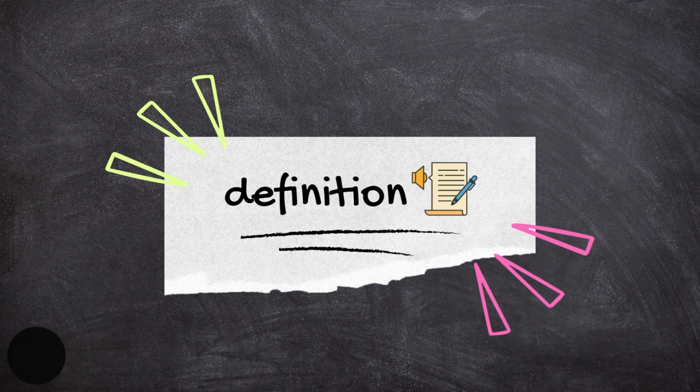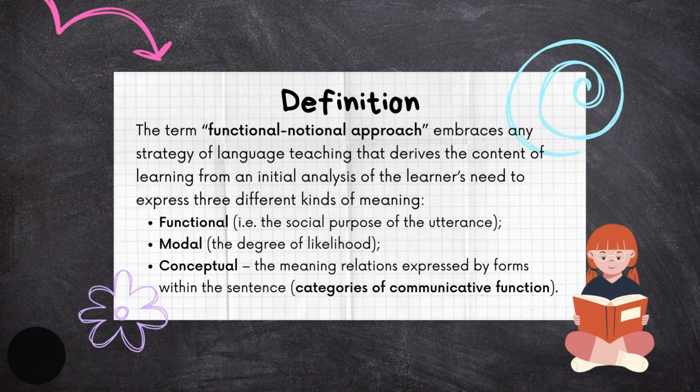So, for the definition of the functional notional approach, firstly, the term functional notional approach embraces any strategy of language teaching that derives the content of learning from an initial analysis of the learner's need to express three different kinds of meaning. First is the functional, for example, the social purpose of the utterance. Second is modal, the degree of likelihood. And conceptual is the meaning relations expressed by forms within a sentence, or the categories of communicative function.